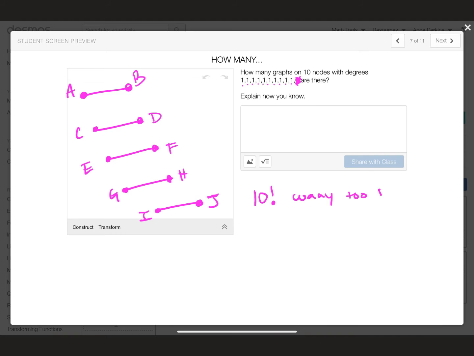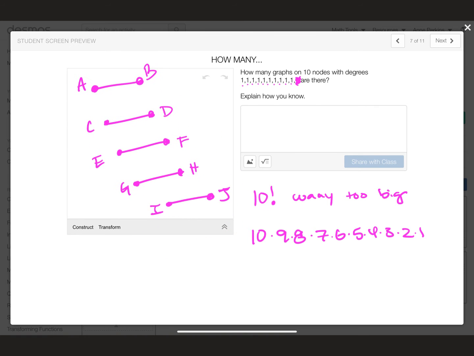And I would encourage you to start thinking about, okay, what does 10 factorial mean? Well, 10 factorial is literally 10 times 9 times 8, etc. The classic example is if you took all 10 of these dots and lined them up in a row. How many ways could you line up 10 people? There's a lot of ways that you could do that, but that's not what we're doing in this case.